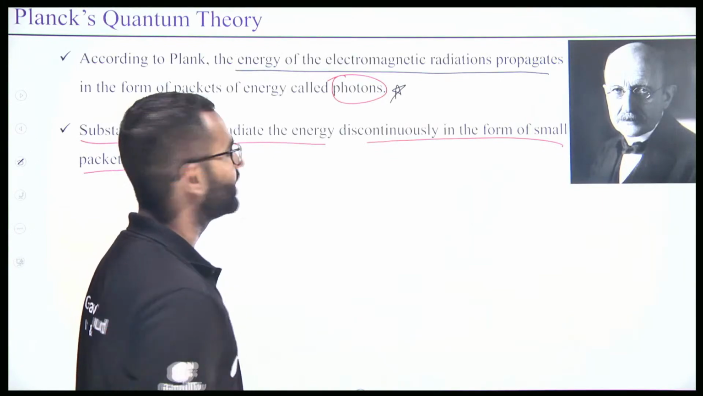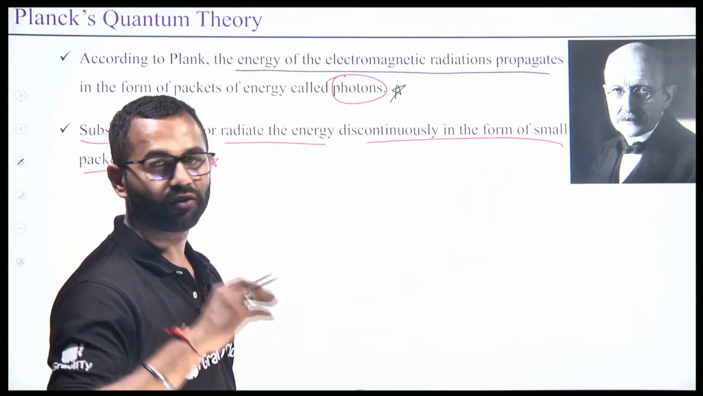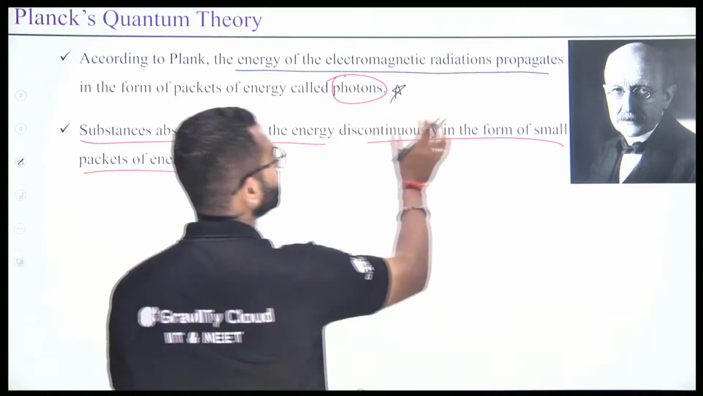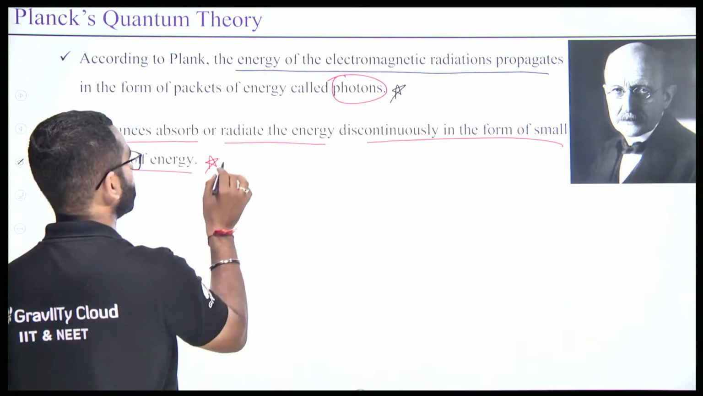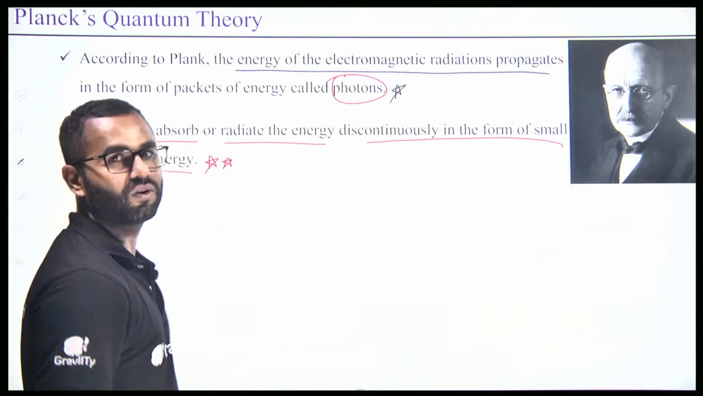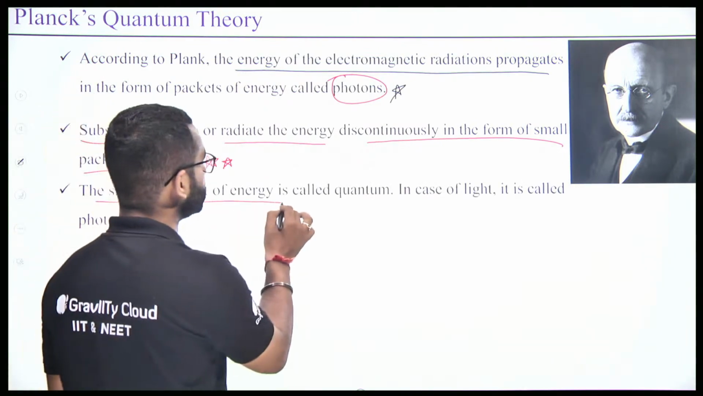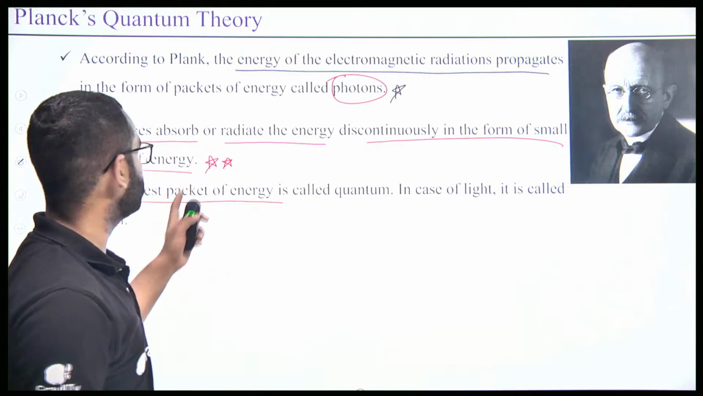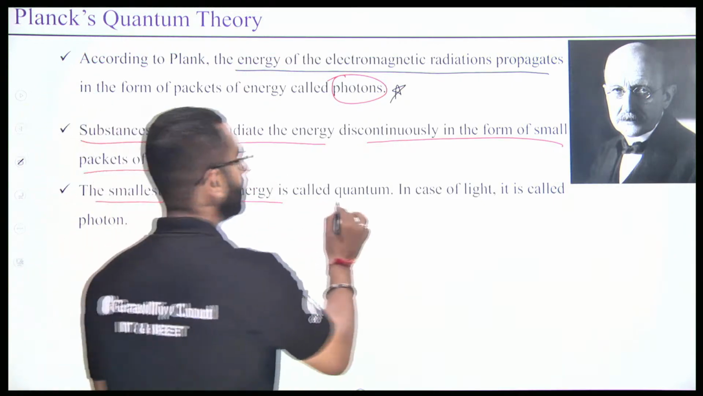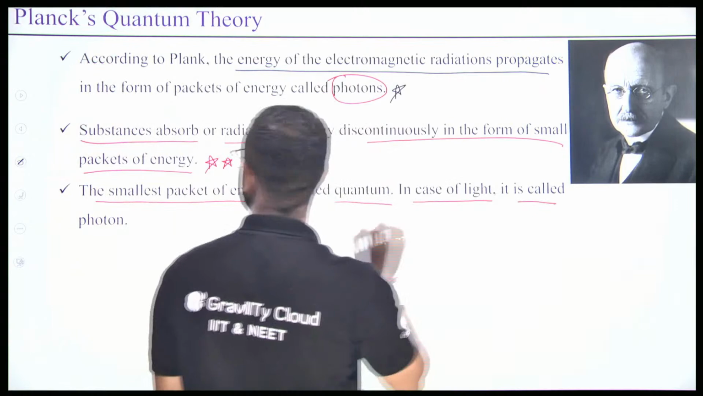When they release or when they absorb the photon, it happens discontinuously in the form of small packets of energy. Okay? It happens discontinuously in the form of small packets of energy. The smallest packet of energy is called a quantum. And in the case of light, it is called a photon.